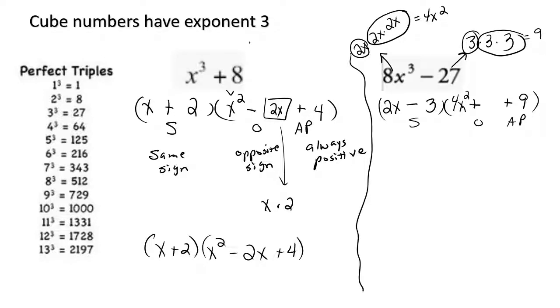Then last but not least, I take the items in the first parenthesis without that sign, 2x times 3, which gives me 6x, and that's my middle term. The final factorization is 2x minus 3, and then 4x squared plus 6x plus 9.